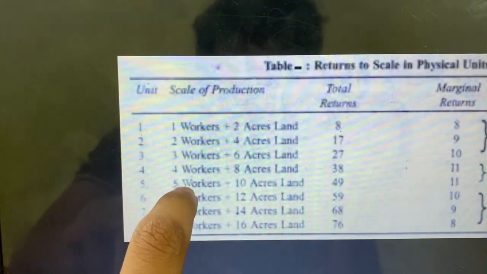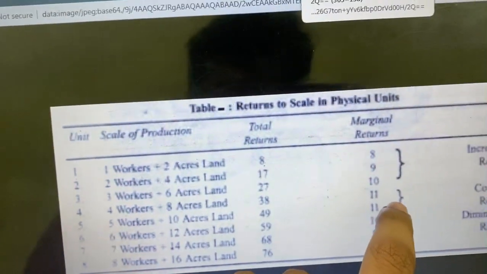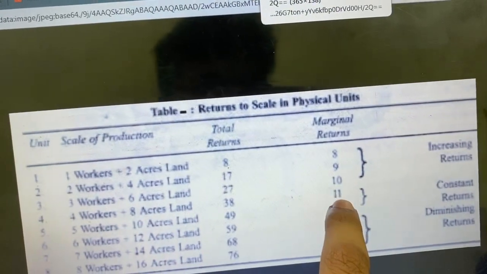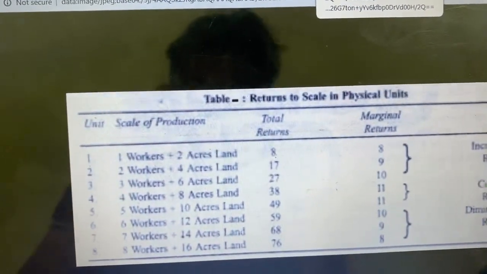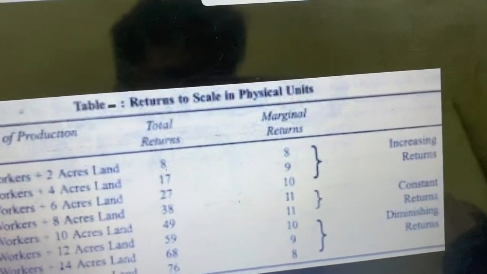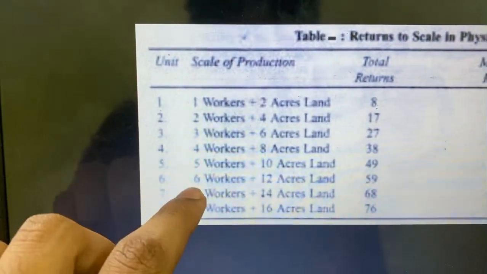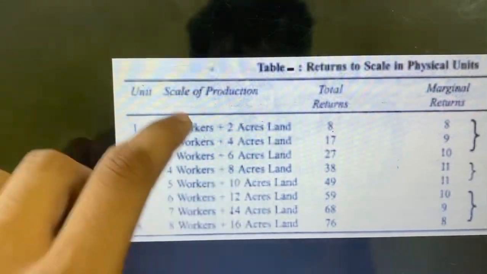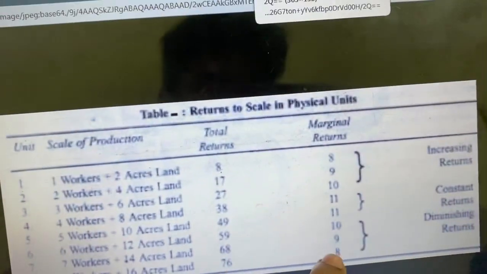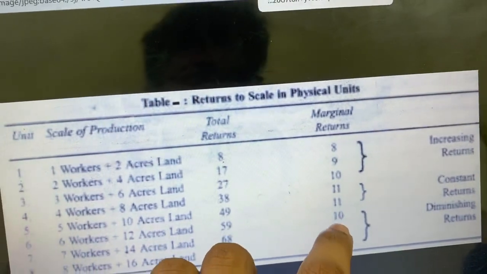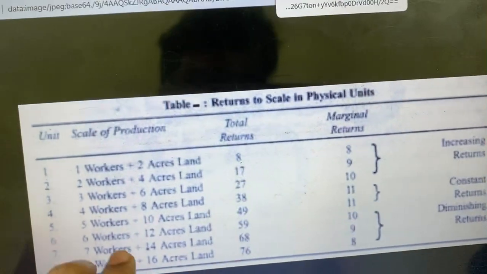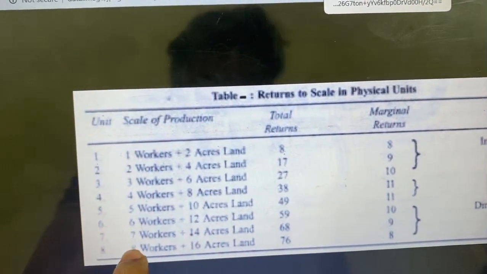Here, there's 5 workers and 10 acres of land. The marginal returns are still 11. That is constant as the one before. So in this, it goes constant for a while. And then now let's look at diminishing returns or decreasing returns. 6 workers and 12 acres of land. That is 6 times the first one. You get 6 times the total returns, but the marginal return is decreased from the one before, which is 10. It decreased even though you're increasing the scale of production, and so on and so forth.